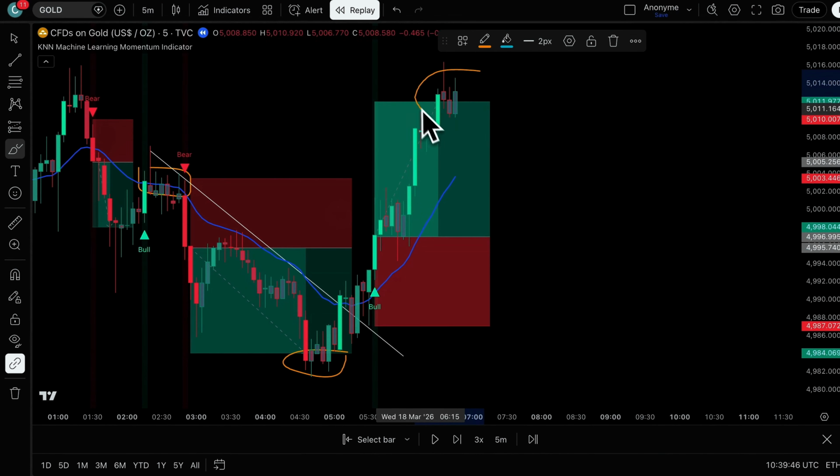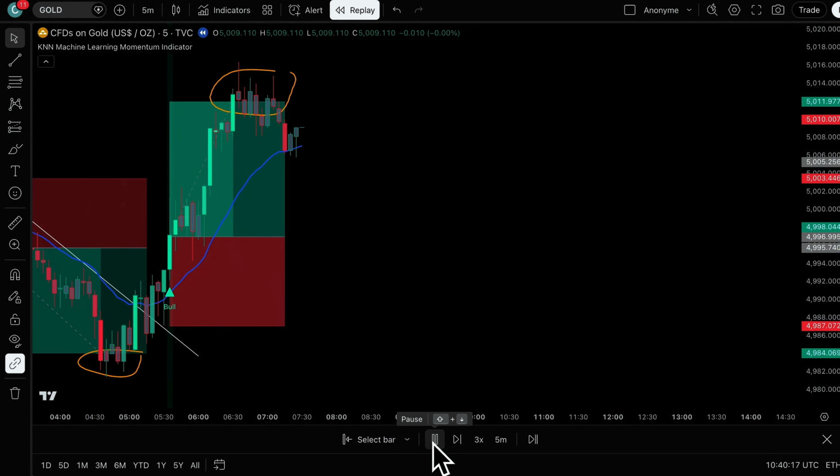This indicator is really effective because it's based on very basic concepts of technical analysis and price action. The indicator monitors momentum and gives you the best time to enter a position. We wait until the next trade.